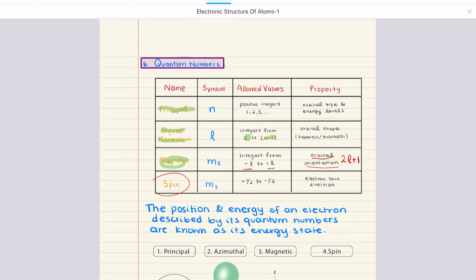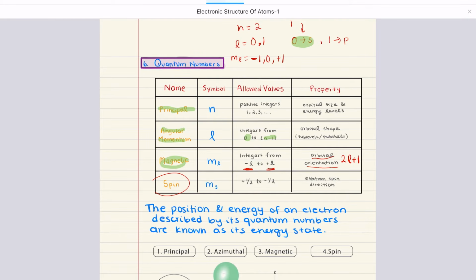N equals 2. When that's the case, L can be 0 or it can be 1. 0 refers to the S subshell, 1 refers to the P subshell. Then our values for ML can be anywhere from -L to +L, which means they could be -1, 0, and +1. Now, we just discussed that for an S orbital, there is only one orientation because it's spherical. That means that we can house in this S orbital just two electrons of opposite spin.